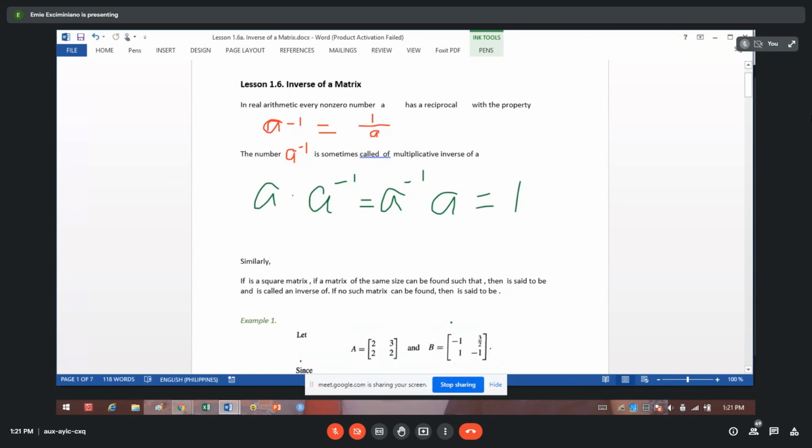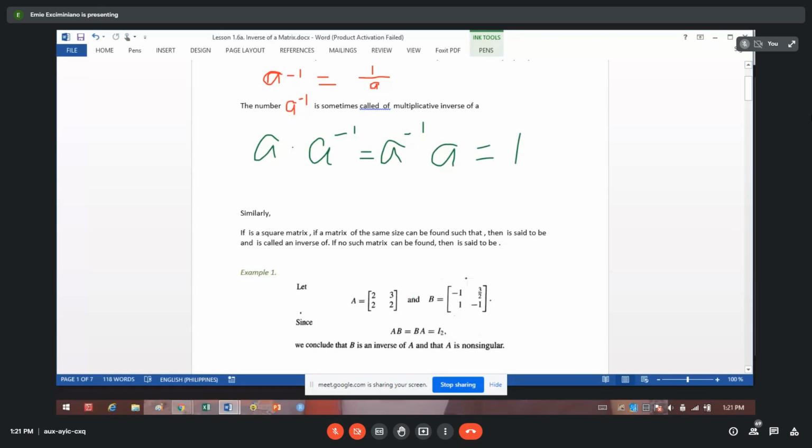Similarly, i-apply natin yan into a general form sa matrix. Okay? Na-delete kasi. Nahirapan akong ano. Similarly, we have this definition.